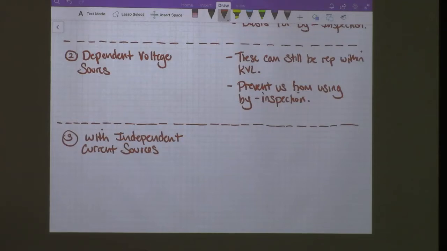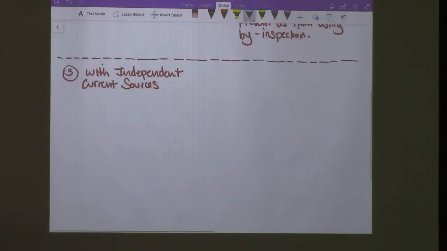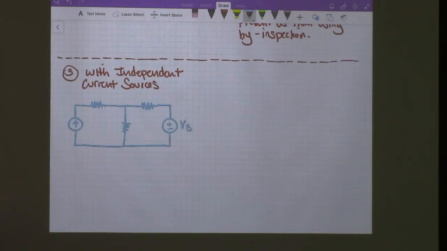Okay, so for this one I'm going to draw a little picture. If we have a circuit that looks like this, and let's say we're trying to run mesh analysis on this. So this is VS, this is IS. The other values aren't really important.